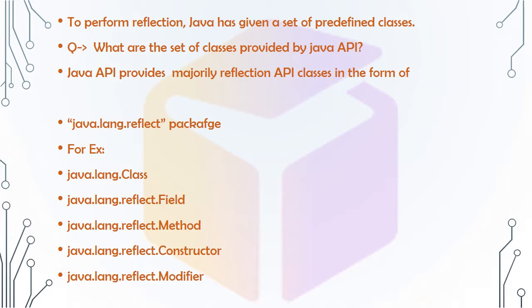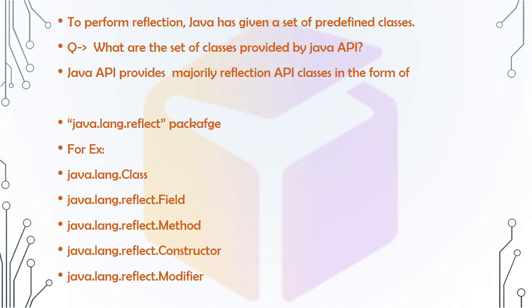Java has given a set of predefined classes. So what are the set of classes provided by Java API? The answer is Java API provides majorly reflection API classes in the form of the java.lang.reflect package. Classes available to perform reflection are java.lang.Class, which is the base class to perform reflection API, and java.lang.reflect.Field, java.lang.reflect.Method, java.lang.reflect.Constructor, java.lang.reflect.Modifier.